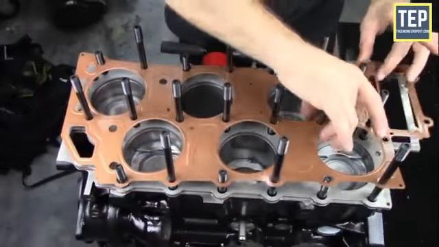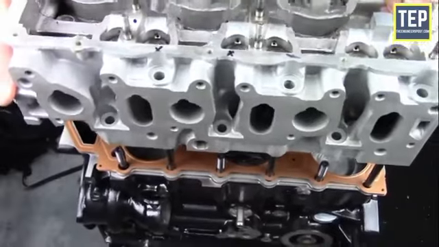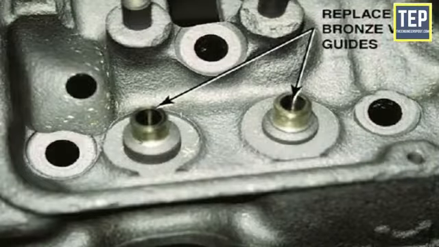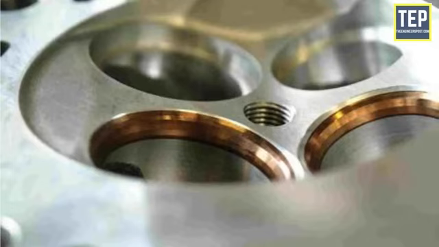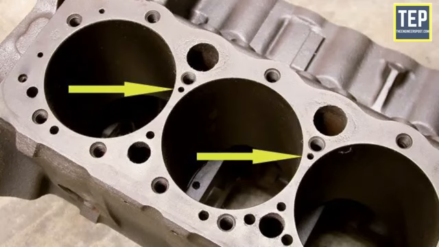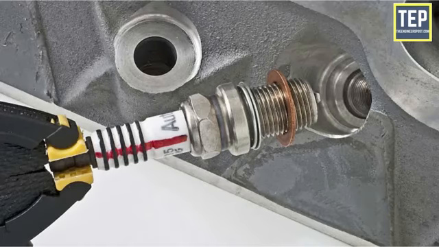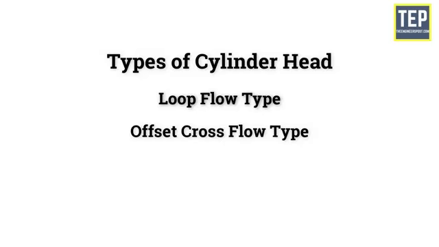The cylinder head contains a combustion chamber above each cylinder, and it also contains valve guides, valve seats, ports, coolant jackets, and threaded holes for spark plugs. It incorporates passages for the flow of cooling water. There are three different types of cylinder head available, depending upon the valve and port layout: loop flow type, offset cross flow type, and inline cross flow type.